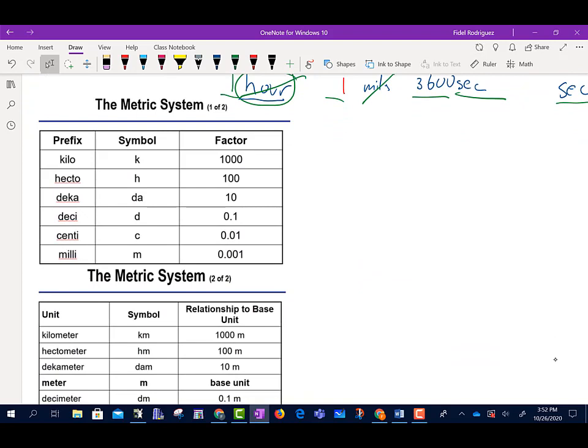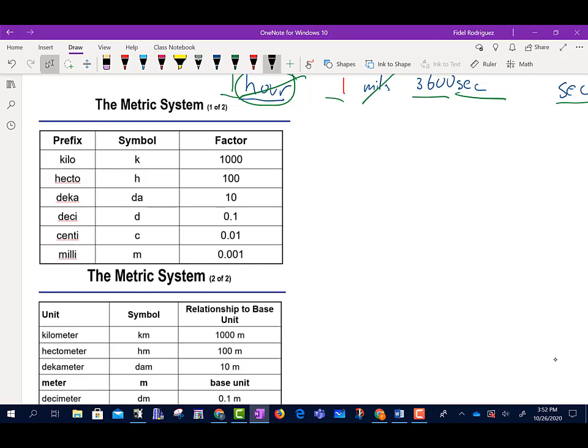All right, and so we have the metric system next. In the rest of the world, they use a metric system. We're the only ones that use the English or the US system. But kilo means 1,000, and the symbol is K. Hecto, we use the symbol H, 100. Deca, the symbol DA, it's 10. Deci, the symbol D, and it's 0.1. Centi, the symbol C, and it's 0.01. And milli, the symbol M, and it's 0.001.